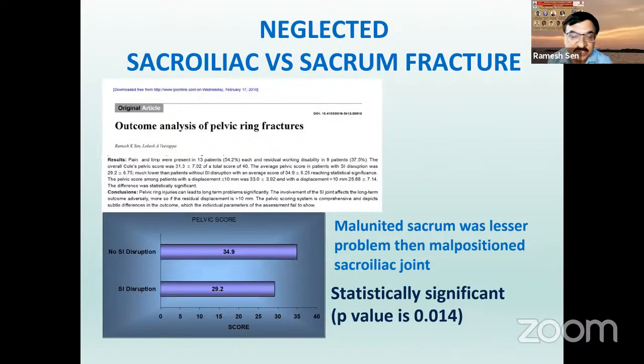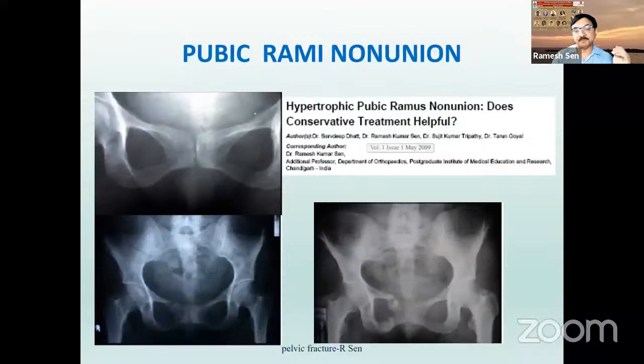Another thing which we have seen and published is that if you compare a sacroiliac joint disruption and displacement vis-a-vis a sacrum fracture, the sacrum fracture many a time malunites and the patient doesn't remain in a problem. But a neglected sacroiliac dislocation remains a painful area, and the patients remain more often symptomatic in this kind of situation. So sacroiliac disruptions are worse than sacrum fractures, when unmanaged.